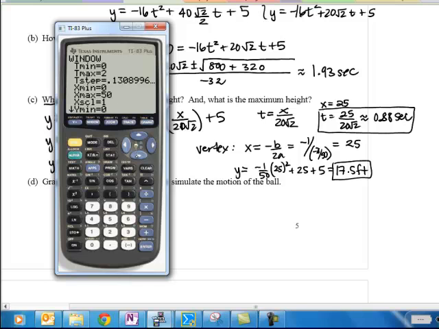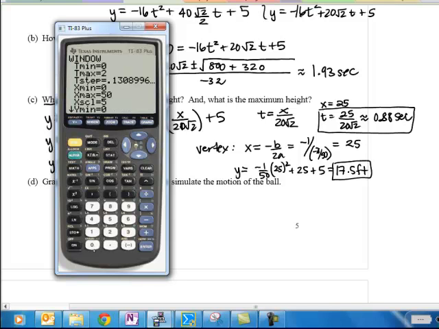And then, let's see, we can change the scale to 5 or 10. Y-min, we're not going to have negatives. Those would be after it landed on the ground. And the Y-max, we had the vertex was 17.5, so let's do 20. And take a look. Let's see that window again.